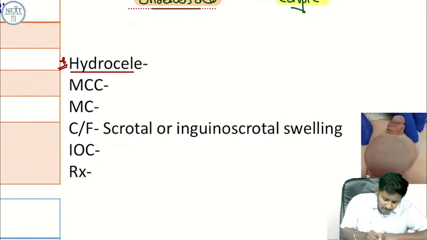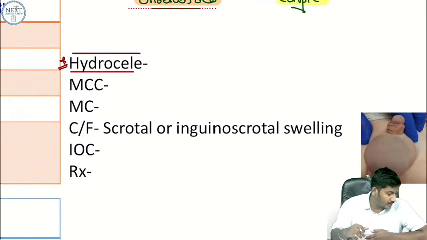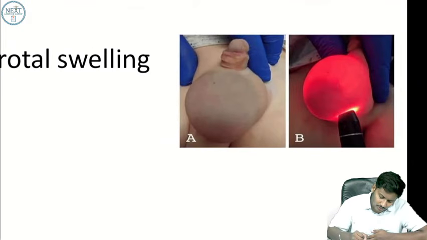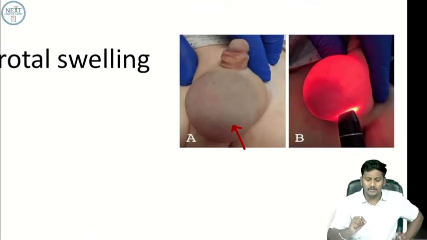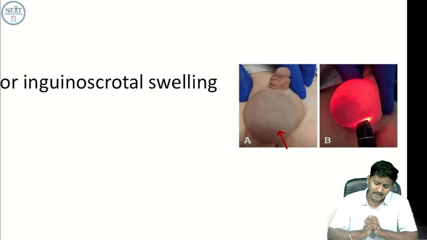So whenever there will be fluid collection in the scrotal sac, beta, obviously the patient will come to us with a lot of heaviness, a dragging sensation, or swelling inside the scrotum. As you're able to see, the patient will be brought to you with a lot of heaviness, dragging sensation and swelling in the scrotum, beta.